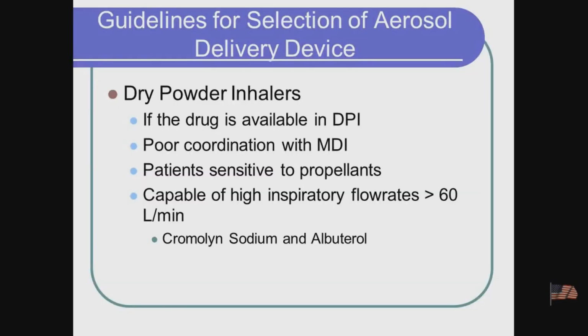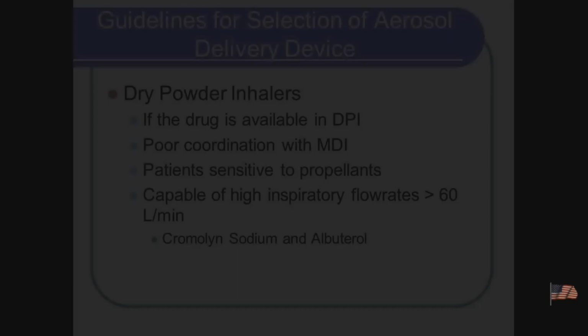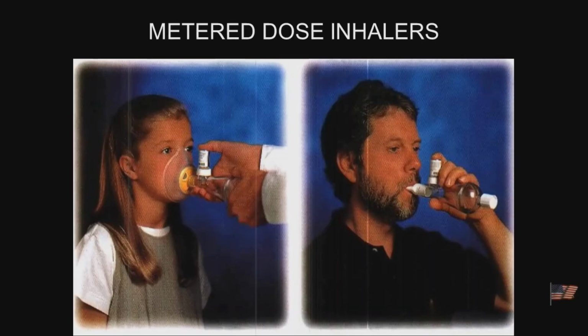DPIs are good, especially in uncoordinated people, because they don't have to coordinate anything. They just got to take a breath in. There's some issue with propellants, although you can also say there's some issue with the dry powder patients have. But you got to have a high flow rate. That's probably the most important component. There's a metered dose inhaler with a holding chamber, or this is not a spacer, but a holding chamber, but we'll find out the difference as we go.